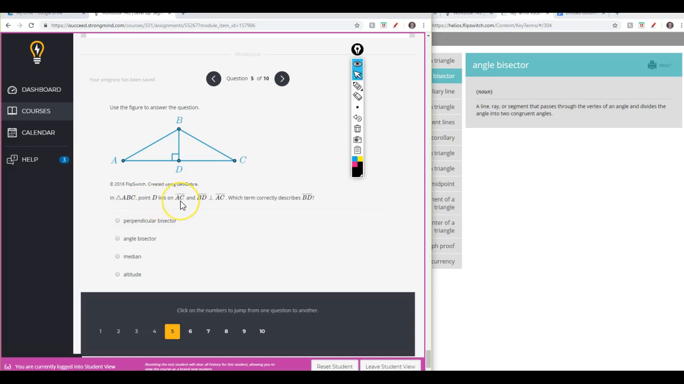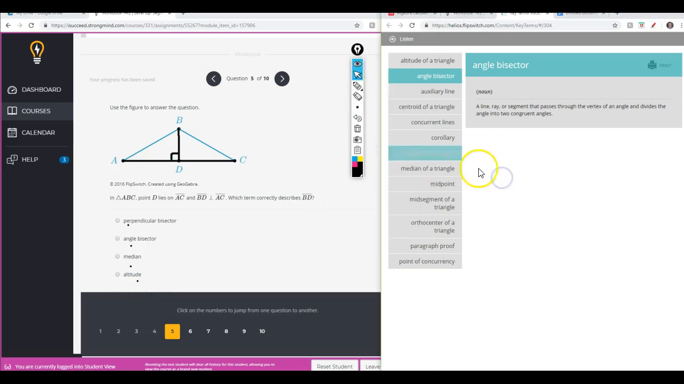So point D lies on segment AC. The only thing we know is that segment BD is perpendicular to segment AC. So segment BD, again, is perpendicular to this whole segment, which is marked right there. So I would just go through the key terms. Perpendicular bisector. If you don't have that, you could definitely just Google it.